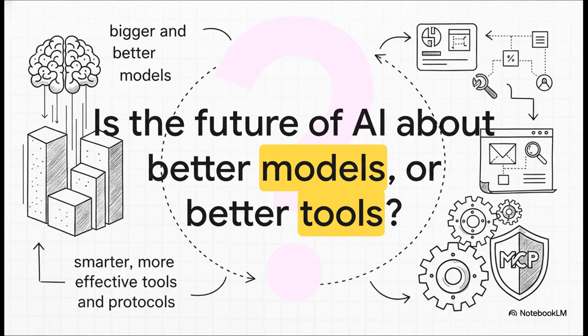Is the future of AI just about a race to build bigger and better models? Or is it maybe just as much about building smarter tools and foundational protocols, like MCP, that empower the incredible models we already have to interact with the world in more powerful and meaningful ways? That's something to chew on.